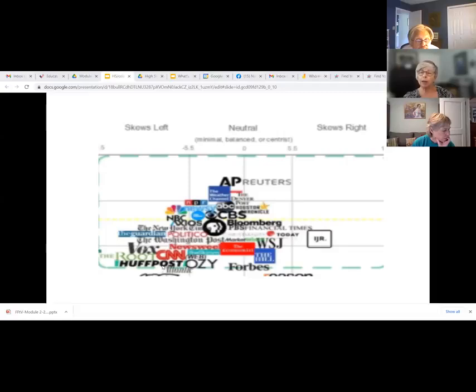And I encourage students, I said, look up something that you're passionate about and use one of those, and then use a second one and use a third one, and see where they all align, and you'll get a much better idea about what the facts really are.